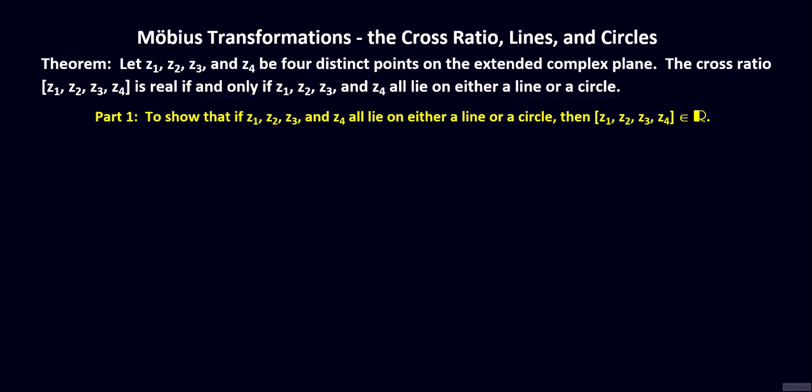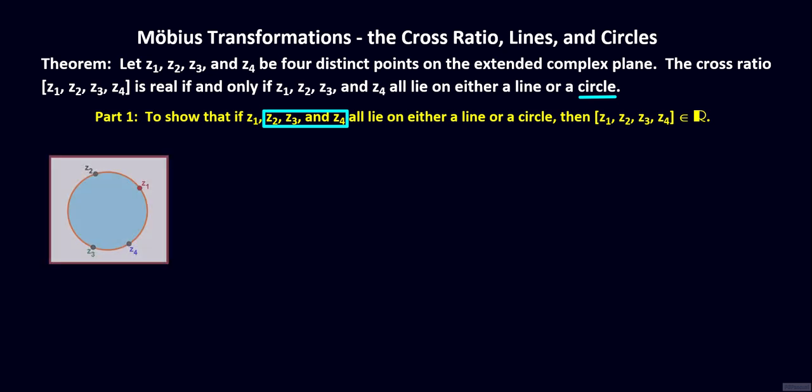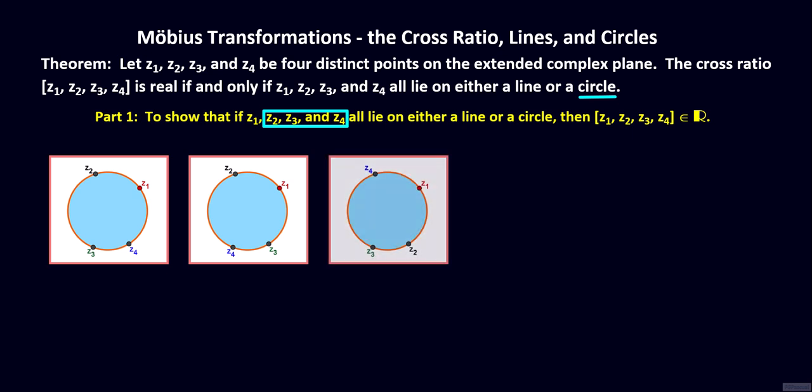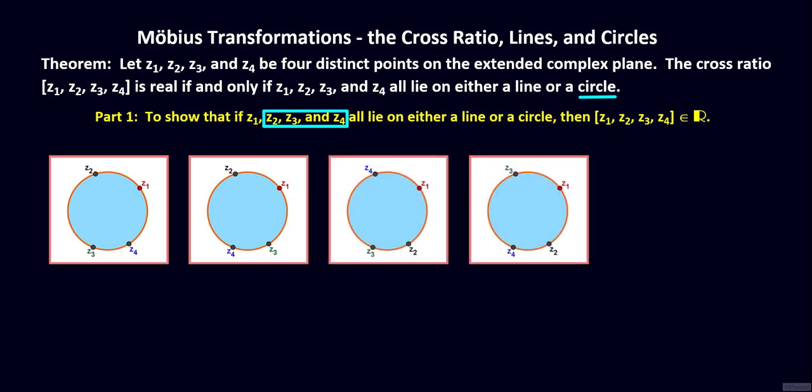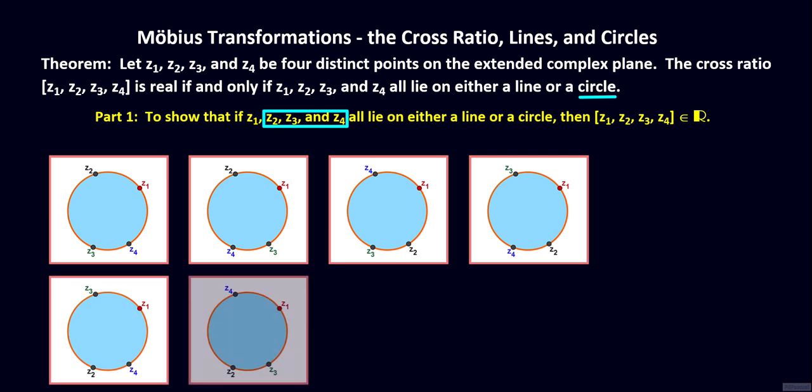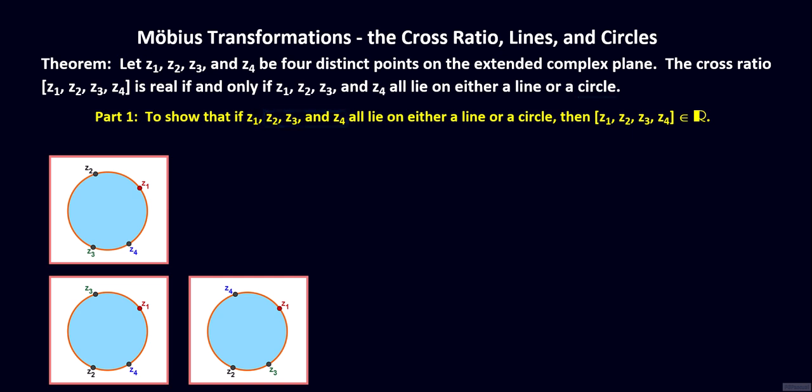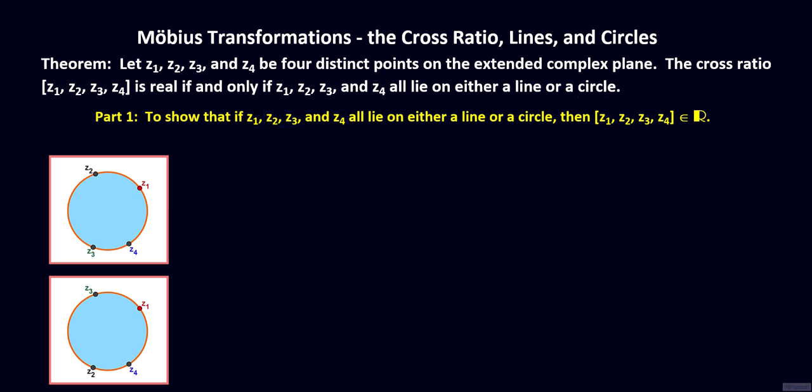For part 1, we first suppose that the z sub i's lie on a circle. Then there are 6 permutations of z sub 2, z sub 3, and z sub 4 in relation to z sub 1. 4 of these permutations will have z sub 1 and z sub 2 adjacent to each other on the circle. The other 2 permutations will have z sub 1 and z sub 2 not adjacent to each other. We will prove that the cross ratio is a real number for 2 of these permutations, one with z sub 1 and z sub 2 adjacent to each other, and another where z sub 1 and z sub 2 are not adjacent to each other. The proofs for the other permutations are quite similar.